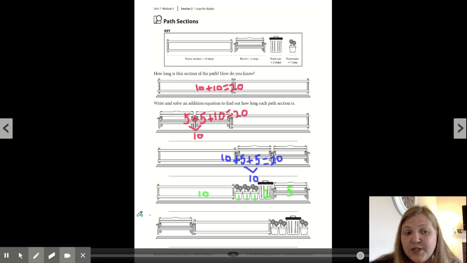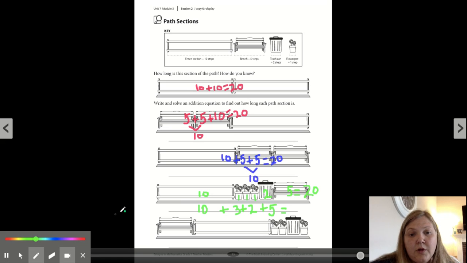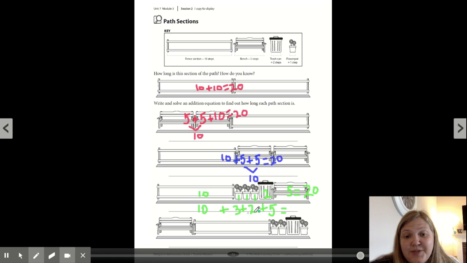What equation would you write? Sure, we could try 10 plus 3 plus 2 plus 5. What's a 3 and a 2 make? That's right, it makes a 5. So let's think of it as 10 plus 5 plus 5. Wait, isn't that what we did right here? And 10 plus 5 plus 5 does make a 20.